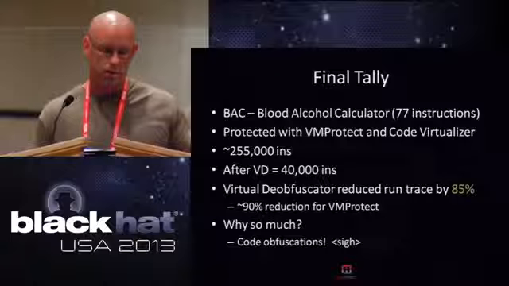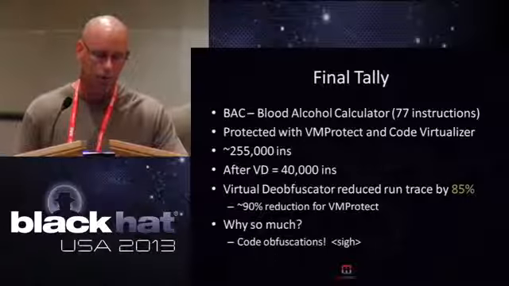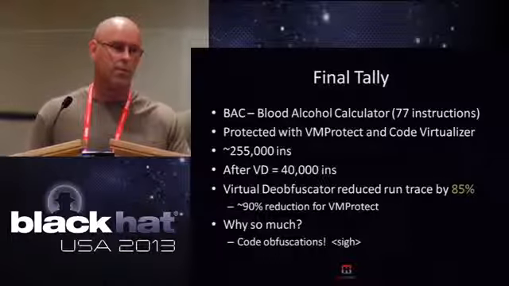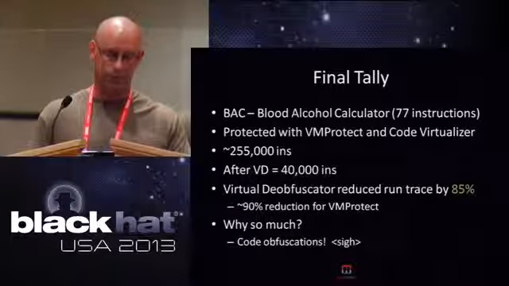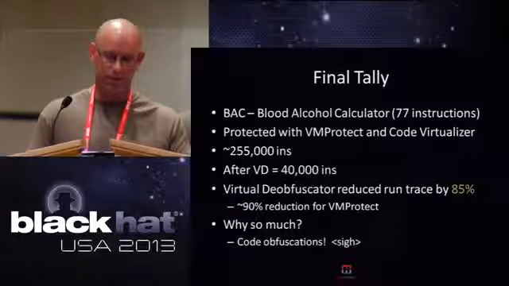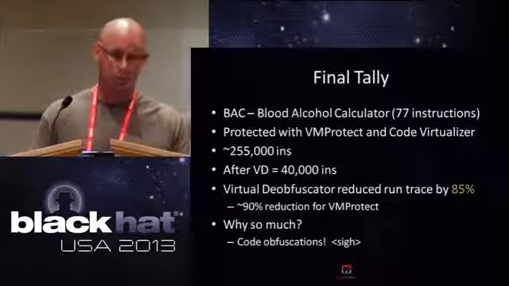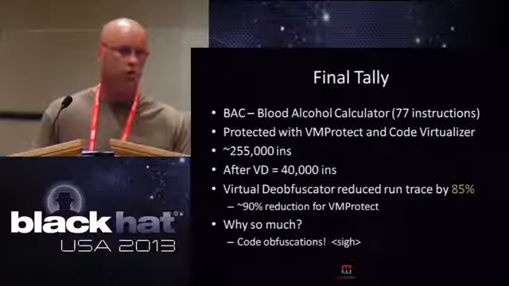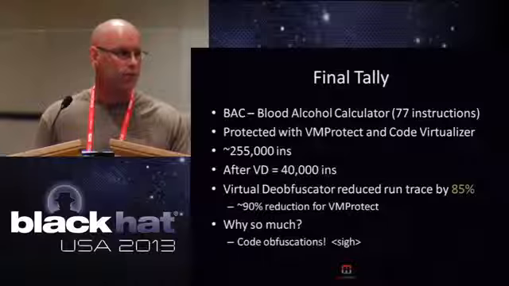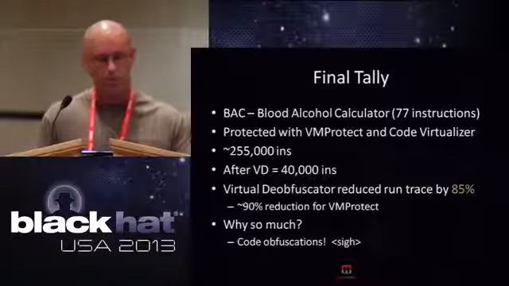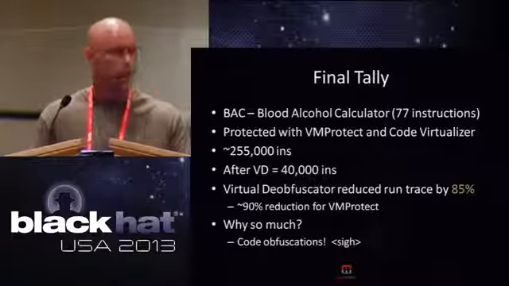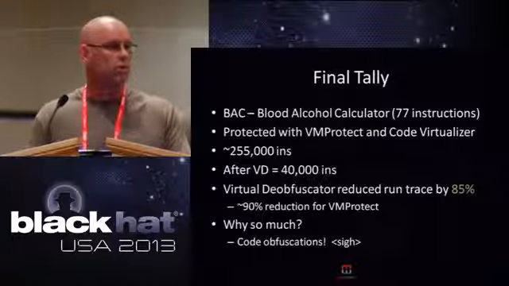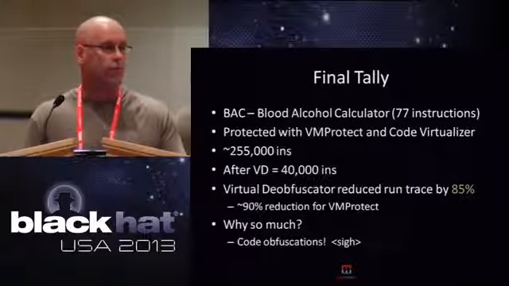So I used a program I found called a blood alcohol calculator that tells you how many drinks you need to have before you're legally drunk. So that was 77 instructions. When I ran it through VMProtect and Code Virtualizer, it was around 255,000 instructions. That was the bloat. When I ran Virtual Deobfuscator on it, I was left with 40,000 instructions. Pretty sweet, right? 85% reduction.